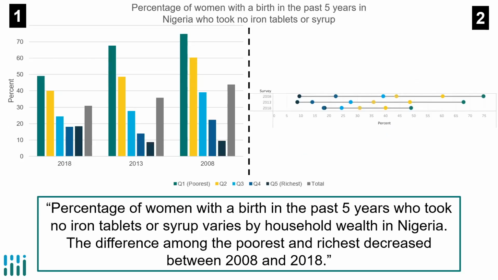So I'm going to move on to the second example. This is another interactive audience feedback example. One key message: the percentage of women with a birth in the last 5 years who took no iron tablets or syrup varies by household wealth in Nigeria. The difference among the poorest and richest decreased between 2008 and 2018. If you think the option on the left is better, you can share number 1. If you think the option on the right is better, you can share number 2.